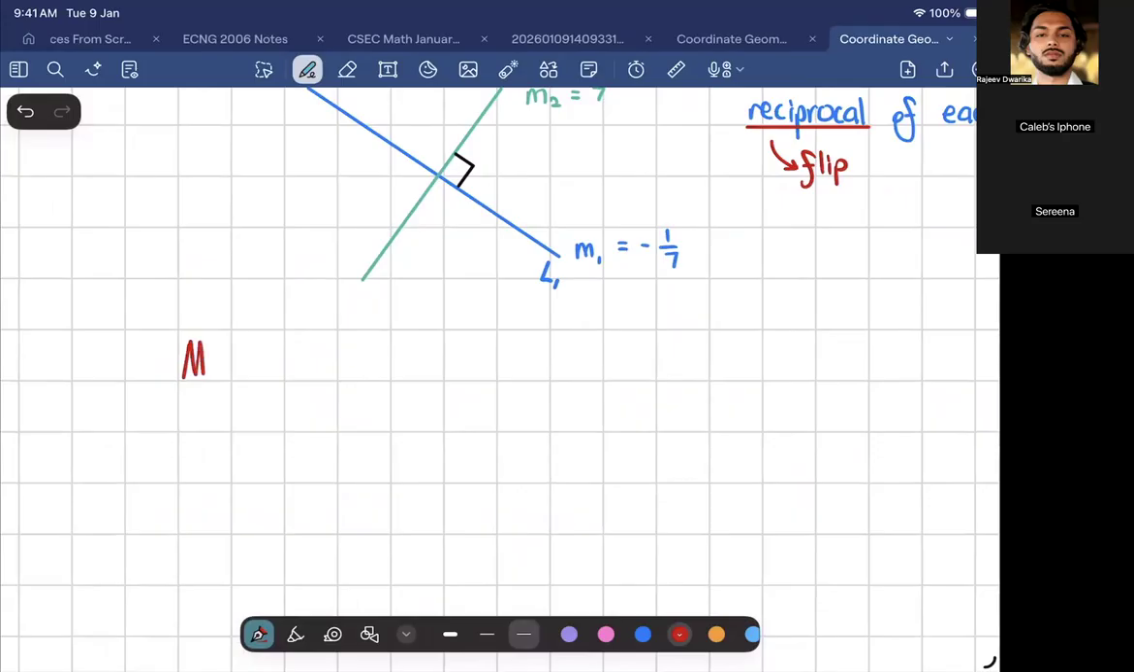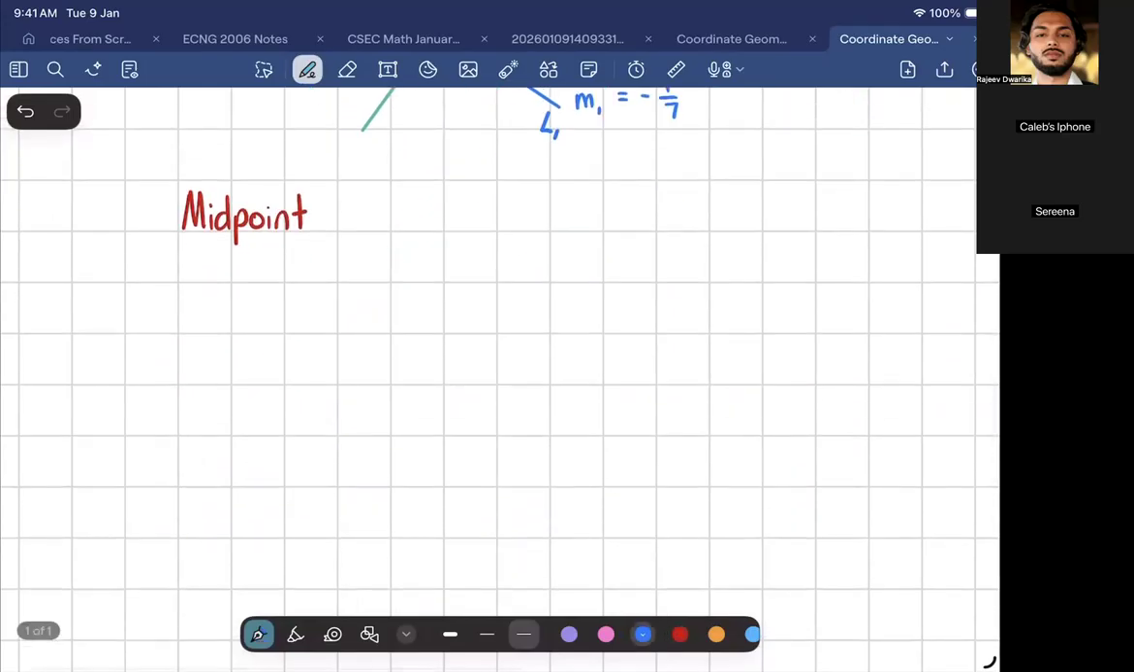What about midpoint? This comes up a lot, midpoint in hard maths. Let's just say you had these 2 points over here. So you have a point A and you have a point B. Let's just call this point x1, comma y1. And what do you think I'll call this point? X2, y2. Yeah, x2, comma y2.